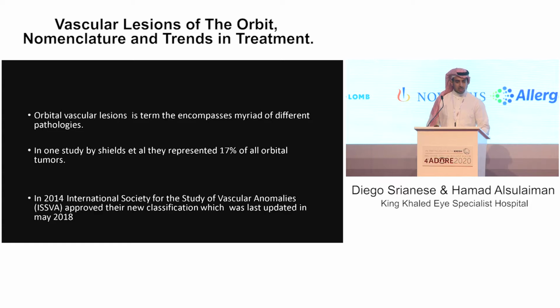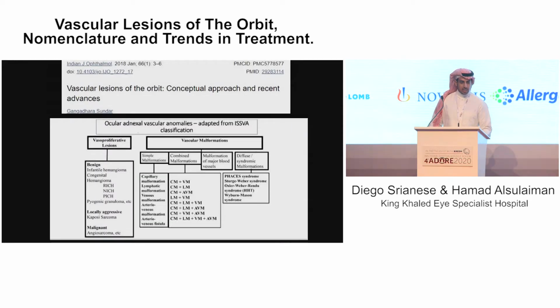In one study by Shields, they represented around 17% of all orbital tumors. There was in the past a lack of proper nomenclature and classification for orbital vascular tumors, which led to some confusion between ophthalmologists and orbital surgeons alike. However, the International Society for the Study of Vascular Anomalies approved their newest classification in 2014, which was later updated in May 2018.